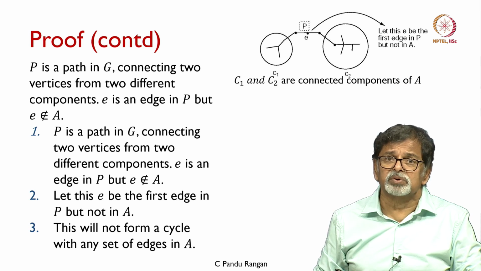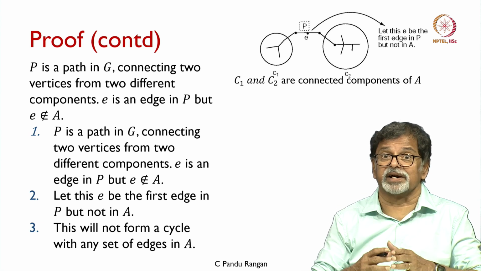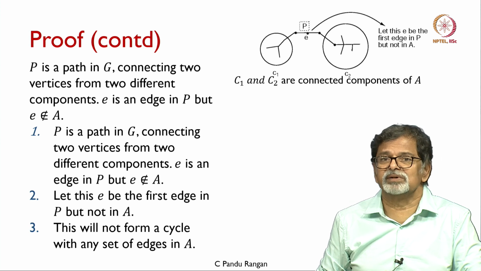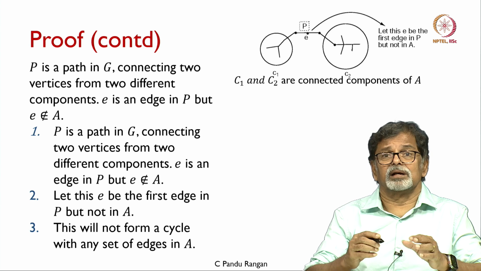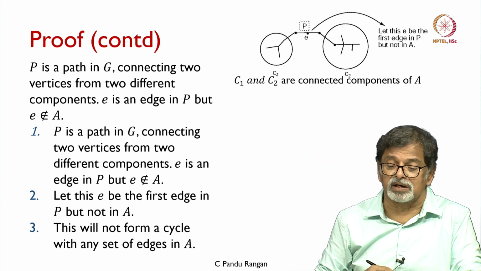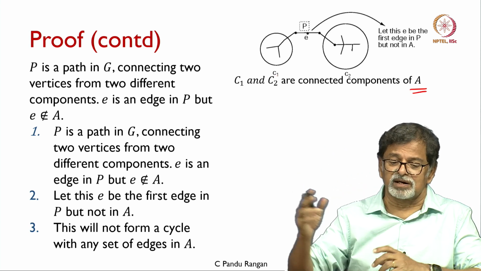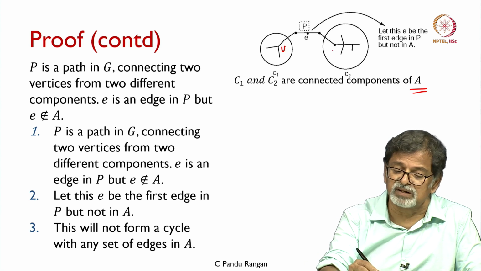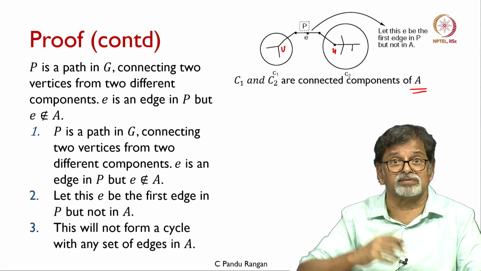What we are going to prove is that it is connected. We have assumed that it is disconnected, and we are going to arrive at a contradiction. Now the original graph is connected. C1 and C2 are connected components generated by A. But since the original graph is connected, take any vertex V here and another vertex U. V and U are connected by a path in the original graph.